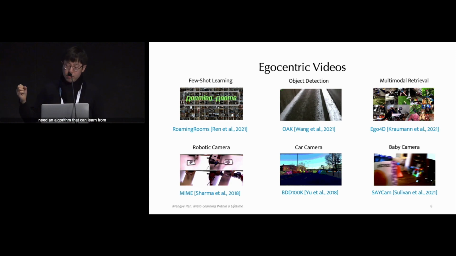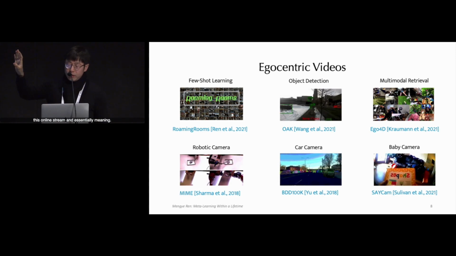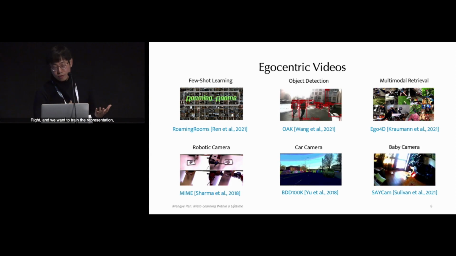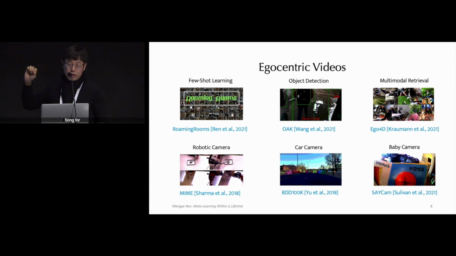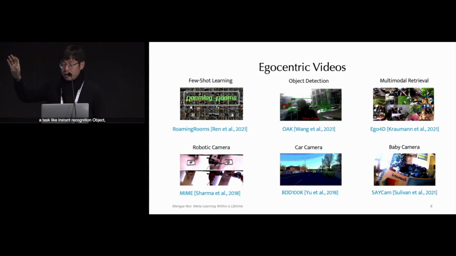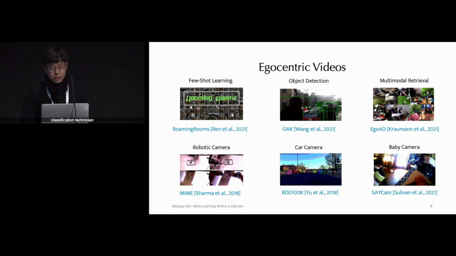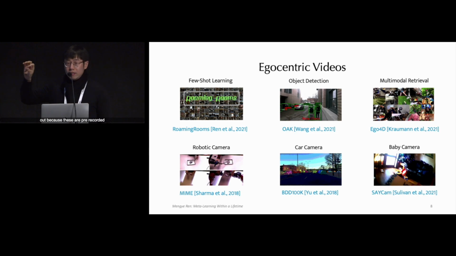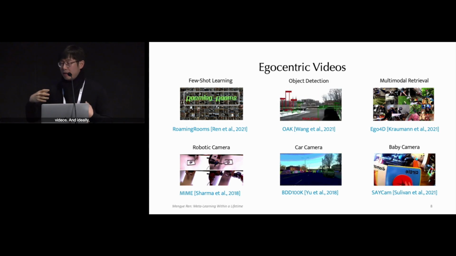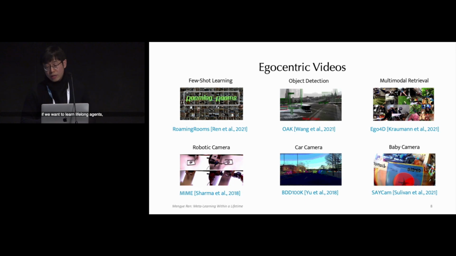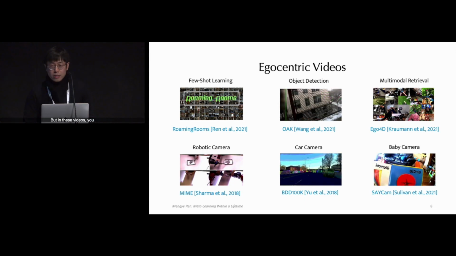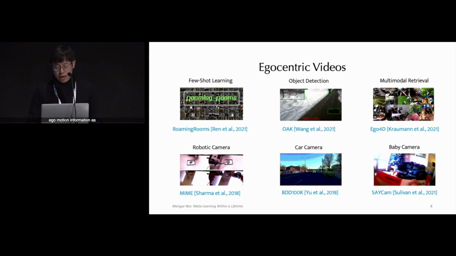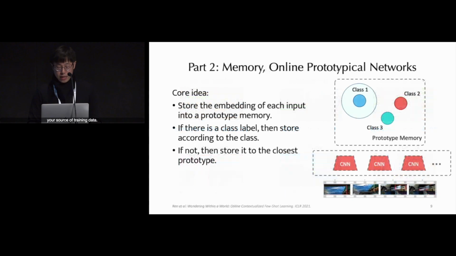Essentially, we need an algorithm that can learn from this online stream, essentially meaning batch size equals 1, right? And we want to train the representation, for example, and evaluate on tasks like instance recognition, object classification, detection, and segmentation. So you might notice that the actions are left out because these are pre-recorded videos. And ideally, if we want to learn lifelong agents, we would like to incorporate actions. But in these videos, you could still use pose and ego motion information as your source of training data.